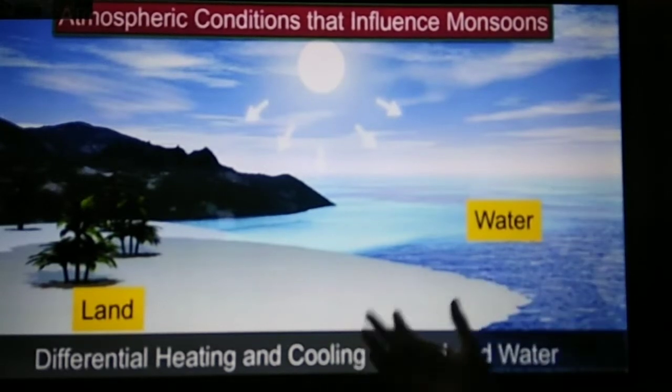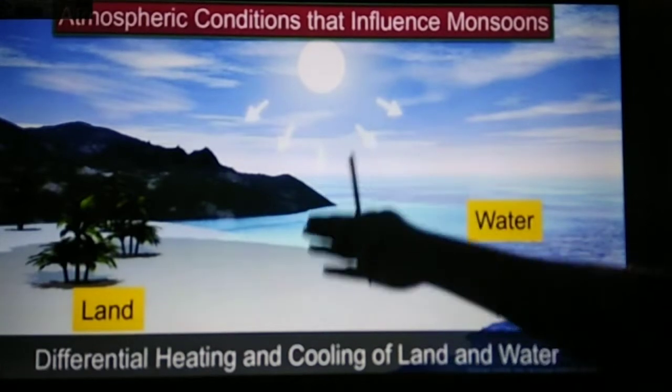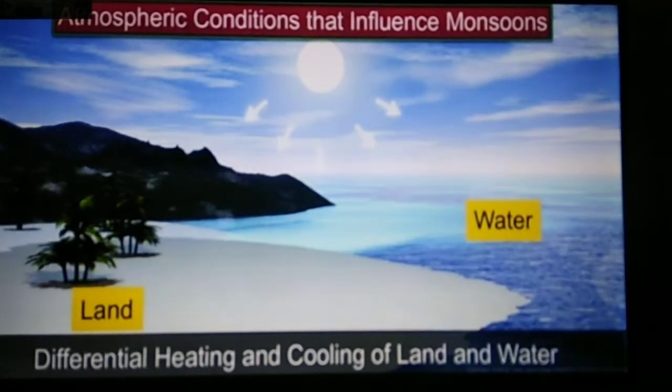Land used to cool faster, so they develop high pressure on the land. So movement of wind will be from high pressure to low pressure, which is called a land breeze. So these land breeze and sea breeze bring a moderate climate in the coastal area.